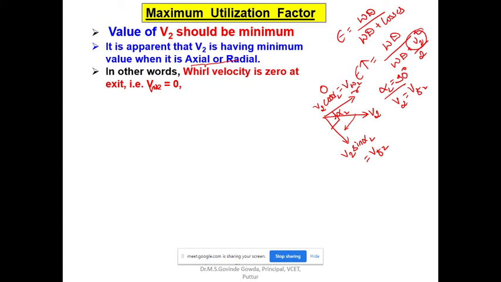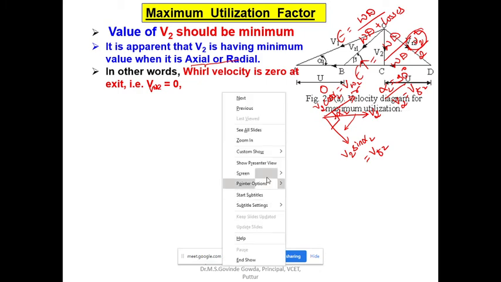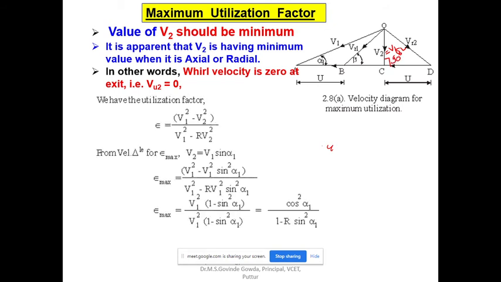Are you understanding this first? Okay, so this is the velocity triangle here. This is the velocity triangle which we get. See, you can see here, this is V2 equal to VF2 and alpha 2 is 90 degree. Okay, so this is how it looks.